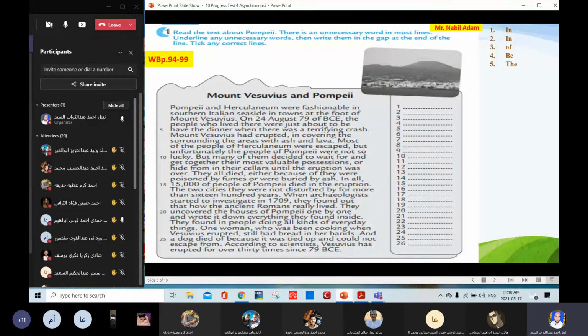Mount Vesuv had erupted and covering the surrounding. What is unnecessary here? An extra word, Omar. What is unnecessary here? Which word are you going to delete? In covering or covering? We delete N. We delete N. Yes, I agree. So the Mount Vesuv had erupted, covering the surrounding. The areas. Ahmed Jamal Wardani.